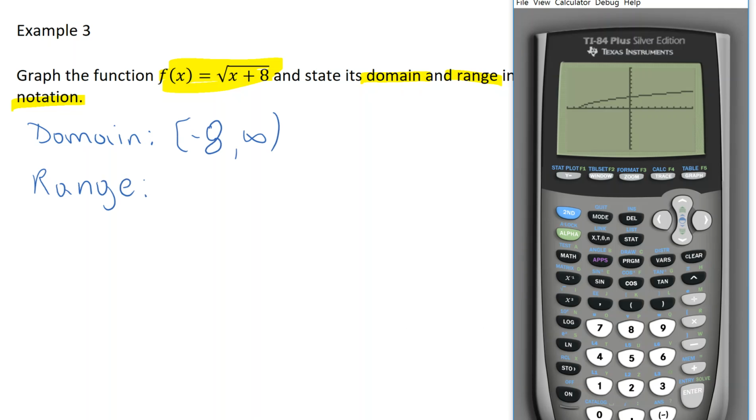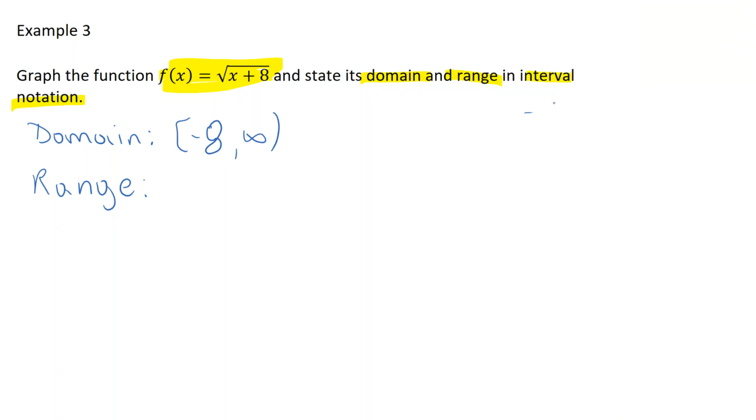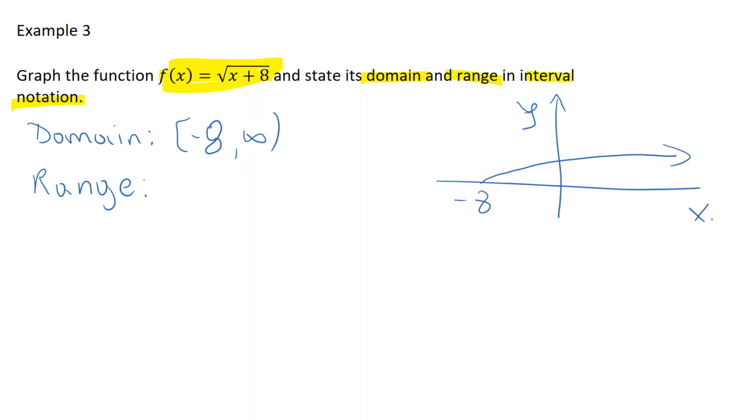Then let's look at the range. You notice how the y's start at 0. Let me just draw a quick graph in here. It's like that, and this is -8. So the y's start at 0 and then they go all the way up. So the range is 0 to infinity.